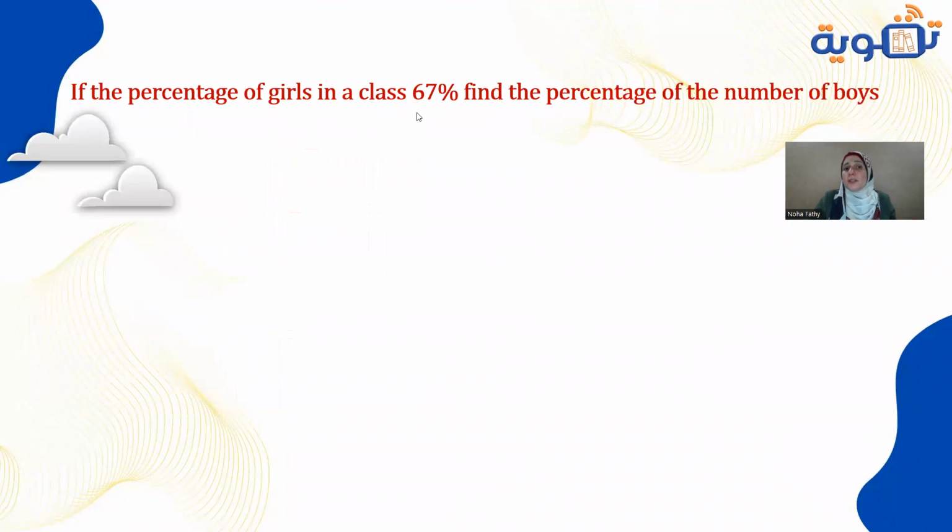If the percentage of the girls in the class is 67%, I want the percentage of the boys. So I will subtract, because the total is 100%. So I'll write 100% minus 67%, which gives me 33%.